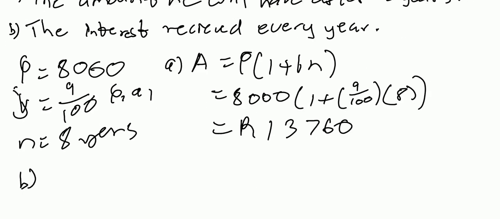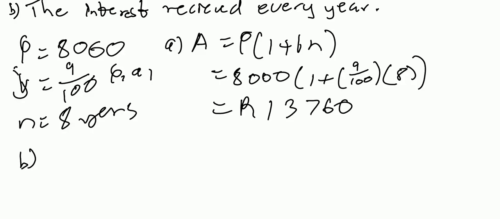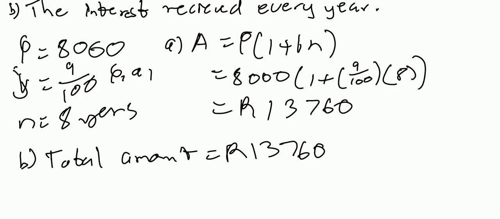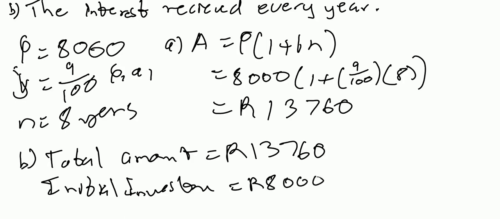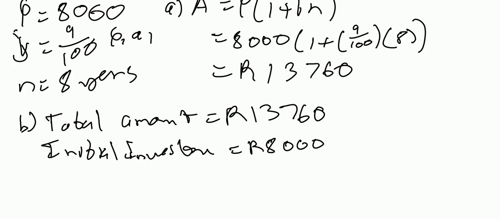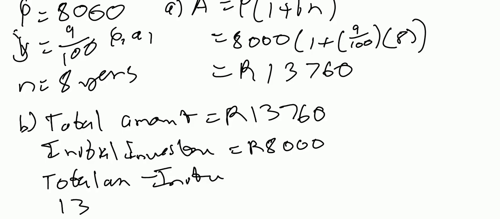So what do we have? We have our investment after 5 years, which is the total amount after 5 years, R13,760. And the initial investment was 8,000. That means over the period of 5 years, how much did we earn? We take our final amount, our total amount, and subtract our initial amount. This means you are going to say 13,760 minus 8,000.